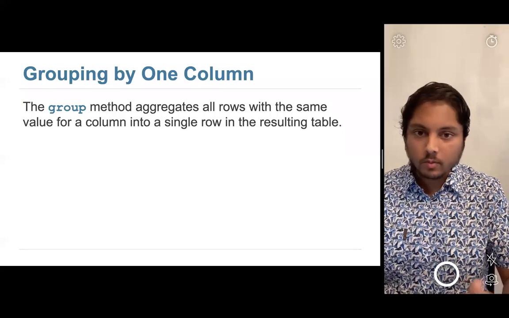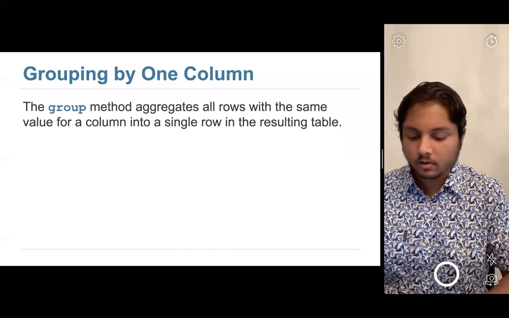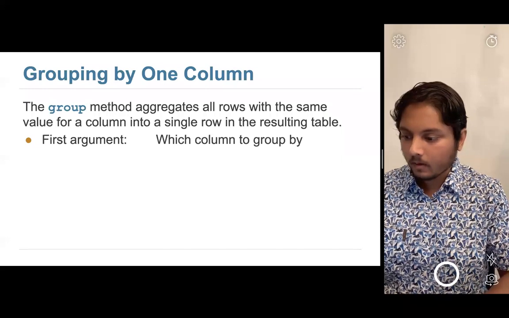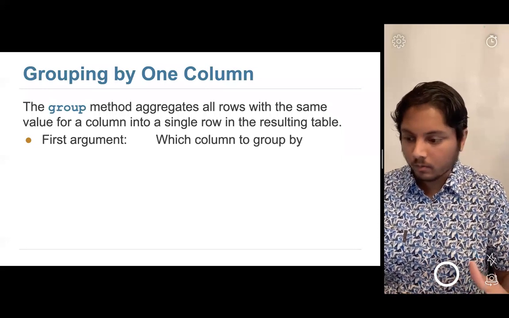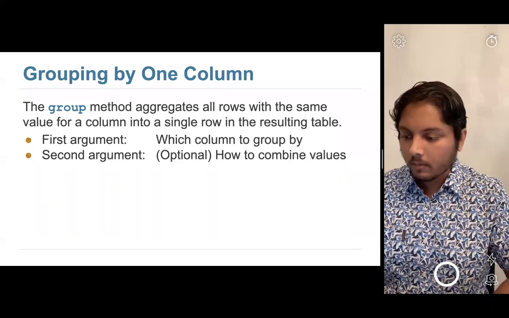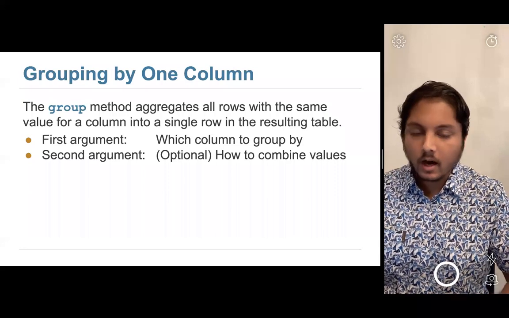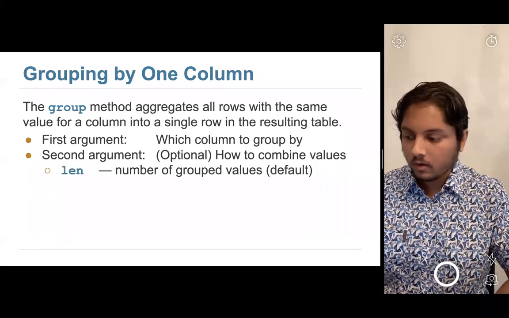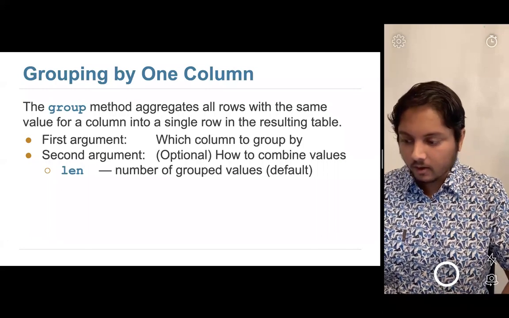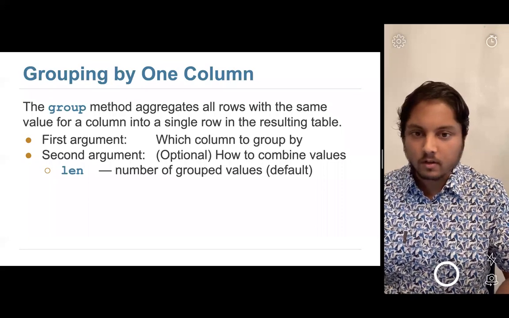But actually group is more powerful than that. You can do something more than just count up how many times each value shows up. The actual way to use group is: your first argument is which column to group by, but your second argument, which is optional, and we didn't actually specify this up until now, is how you want to actually combine the values. By default, it combines using len, which is just counting up the number of times that value appears.